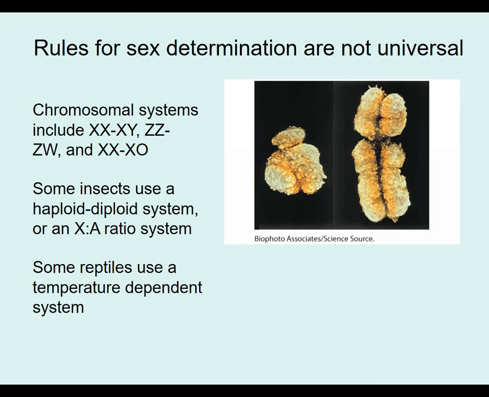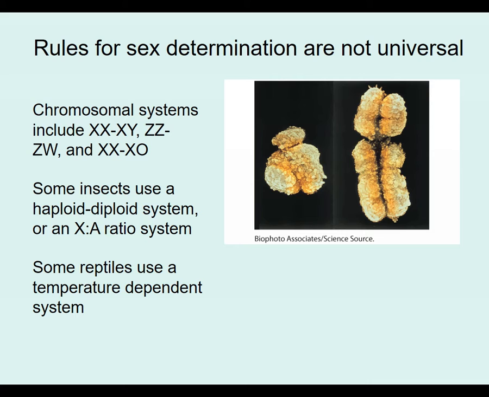ZZ/ZW is a chromosomal system found in birds, and in that case ZZ, having two of the same type of sex chromosomes, is the male, and ZW, having one of each different type, is the female. And so they use different letters to help you recognize that. And then XX/XO is something we saw in lab with the grasshoppers, because the female grasshopper had 2 X chromosomes in each cell and the male only had 1. And so those are chromosomal systems.